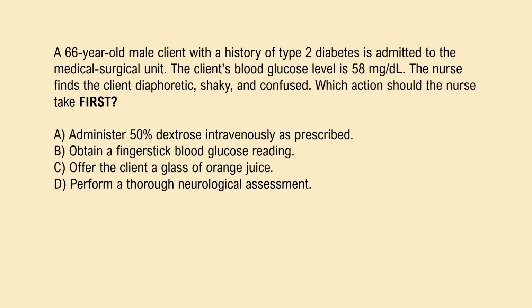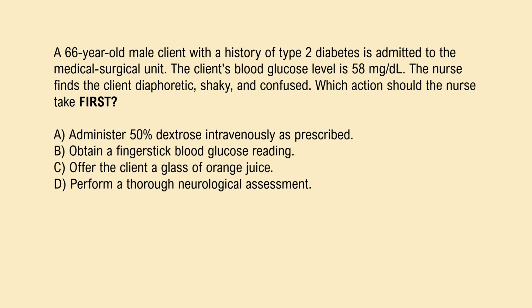A 66-year-old male client with a history of type 2 diabetes is admitted to the medical surgical unit. The client's blood glucose level is 58. The nurse finds the client diaphoretic, shaky, and confused. Which action should the nurse take first? So this is a patient with low blood sugar. Remember we said the low blood sugar, the sweating, and they're shaky and they're confused. All right, so what do we want to do first?